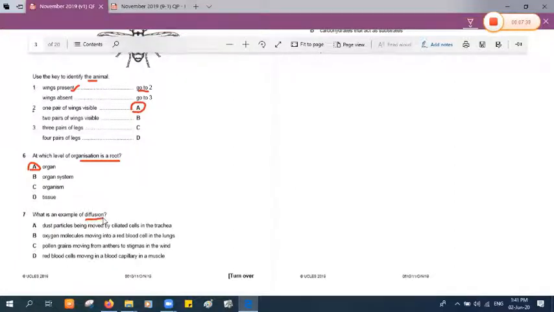Number 7, what is an example of diffusion? Do you remember diffusion? The movement of substance or molecules from an area of high concentration to an area of low concentration. Here he asks about the example. Dust particles being moved by ciliated cells in the trachea? No, that's wrong. Oxygen molecules moving into a red blood cell in the lung? Of course it is. So it will be letter B.